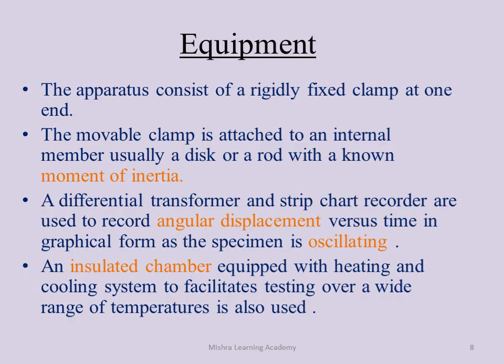Equipment: the apparatus consists of a rigidly fixed clamp at one end. The movable clamp is attached to an inertia member, usually a disc or a rod with a known moment of inertia. A differential transformer and strip chart recorders are used to record angular displacement versus time in graphical form as the specimen is oscillating. An insulated chamber equipped with a heating and cooling system to facilitate testing over a wide range of temperatures is also used.